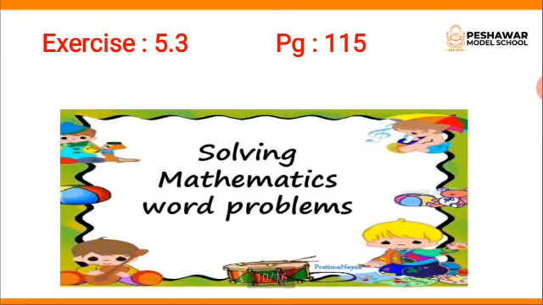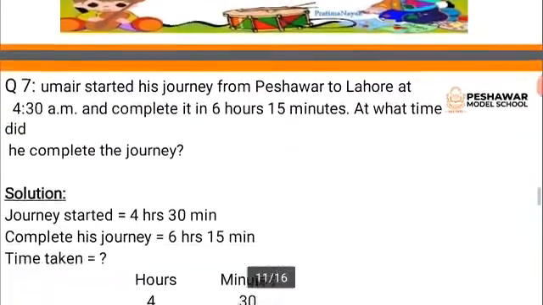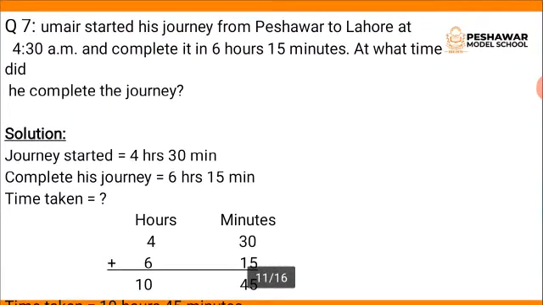So open your book, page number 115, exercise 5.3, word problem. Question number 7. Umair started his journey from Peshawar to Lahore at 4:30 am and completed it in 6 hours 15 minutes. At what time did he complete his journey? Umair started his journey from Peshawar to Lahore at 4:30 am, means 4 hours 30 minutes, and completed in 6 hours 15 minutes.